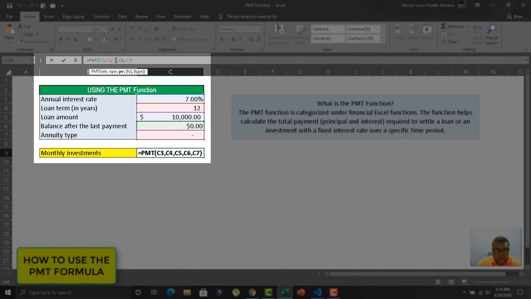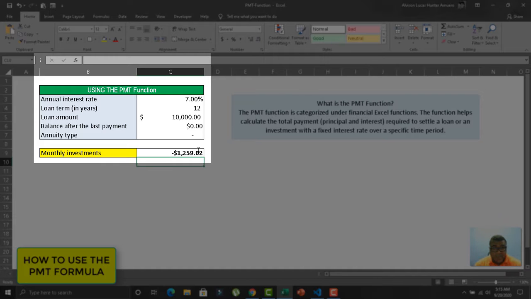And then the two optionals that I mentioned, the future value and the type of annuity that you will be using for this. These are optional. You can perfectly just leave them blank, and by default Excel will calculate this for you, or you can even just take them off the formula and the outcome will be exactly the same. So this is how the PMT works.